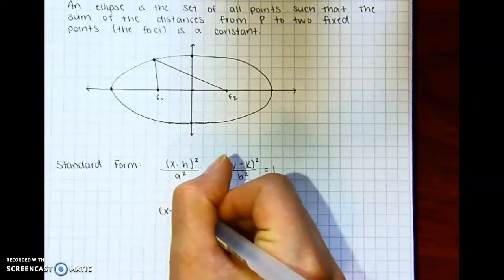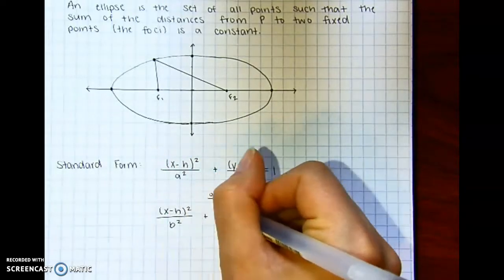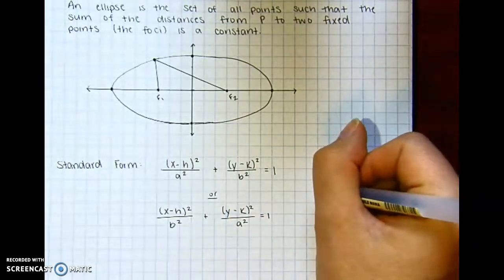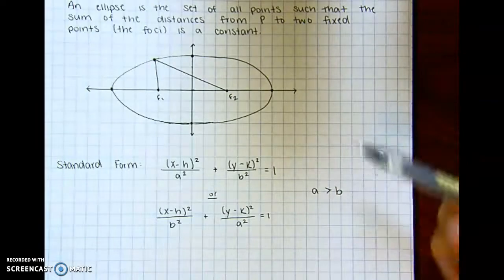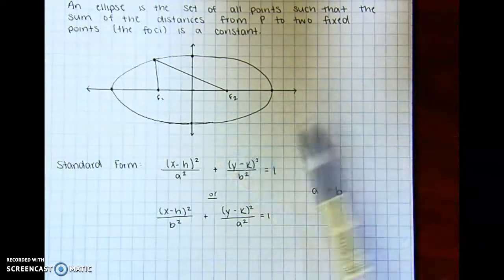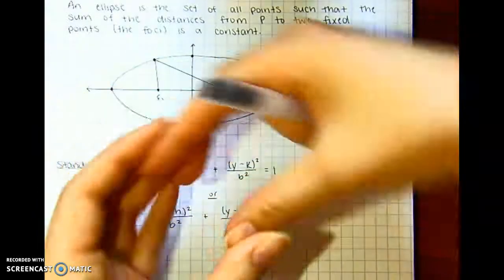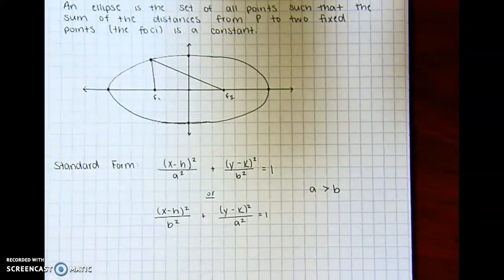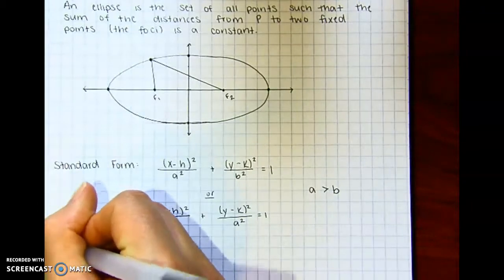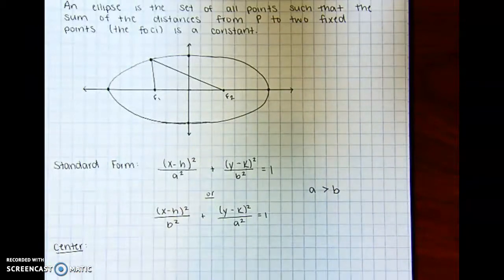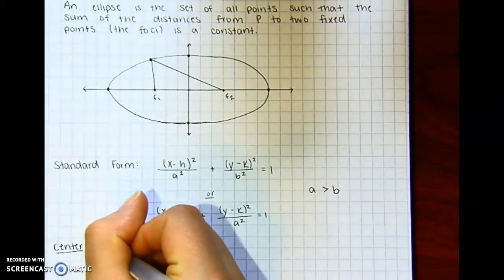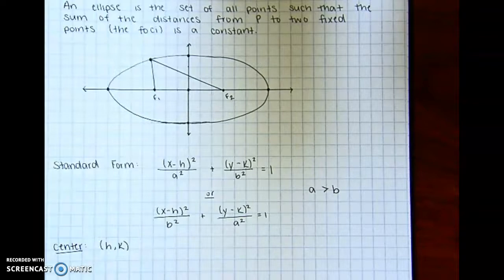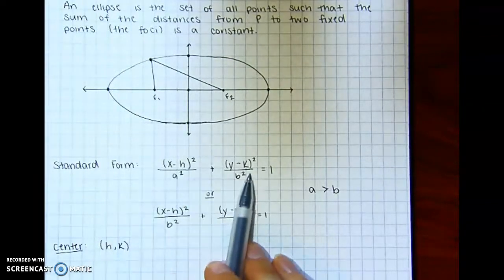So (x minus h) squared over b squared plus (y minus k) squared over a squared equals 1. And for both of these, a is bigger than b. And so whichever one's the bigger one, that's going to be telling you, is it being stretched wide like this, or stretched vertically like this, based on which one has the bigger number. Okay, so the center is a key point. The center is going to be h comma k. And that's obviously right in the middle. H is always with the x values, k is always with the y values.